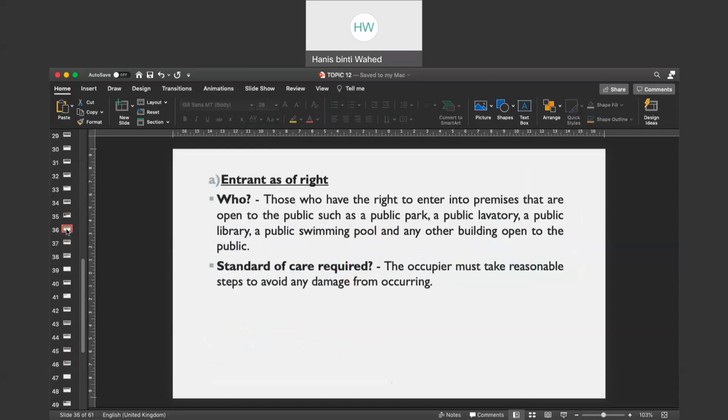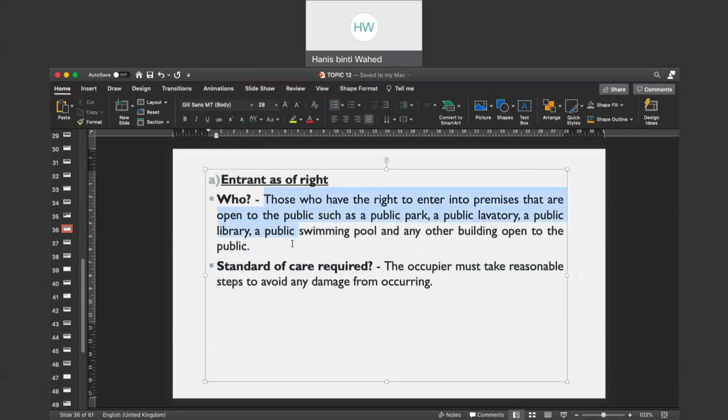The first one is entrance as of right. Who are they? They are those who have the right to enter into premises that are open to the public, such as public park, public lavatory, public library, public swimming pool, and other building open to the public. Ya, jadi maksudnya kita boleh katakan entrance as of right ni adalah mereka yang ada right untuk enter premises that are open to public. The premises are actually open to the public.